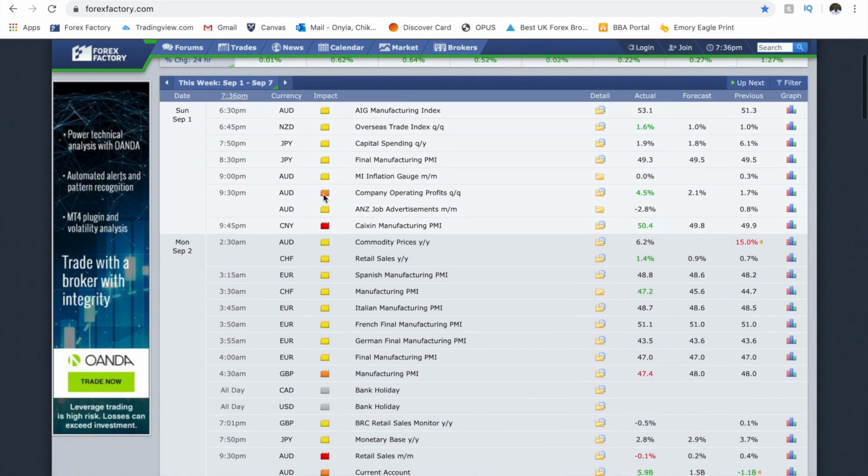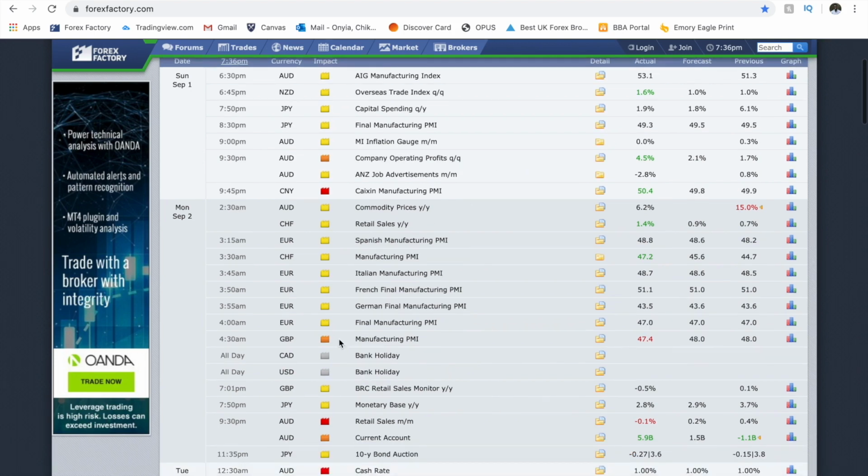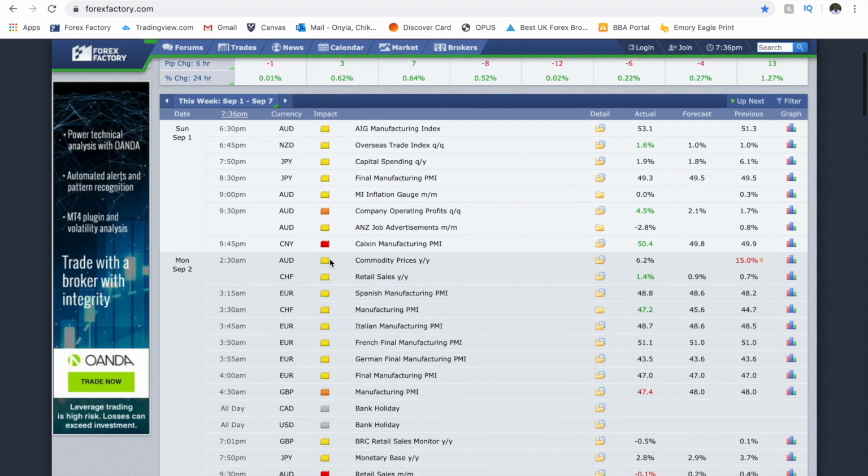Now, you have the orange. Orange is medium impact. I still don't trade orange, though it depends on what the statistic is. For example, I wouldn't trade this one. I guarantee it probably didn't have that much of an effect on the market anyway, or else I would have seen it. But manufacturing PMI is a very important statistic, and I'll have a list of all the statistics you should look out for. Since PMI is very important, I would have viewed this and at least tried to set up a trade with my buy stops or sell stops, and seen if it would have hit.